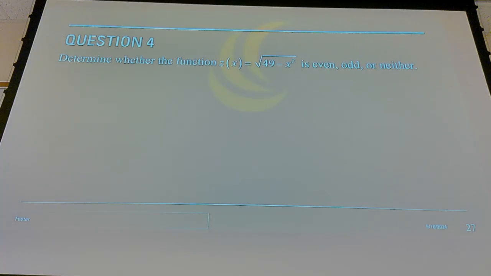So z of negative x: square root of 49 minus negative x squared. What is negative x squared? Is that z of x?